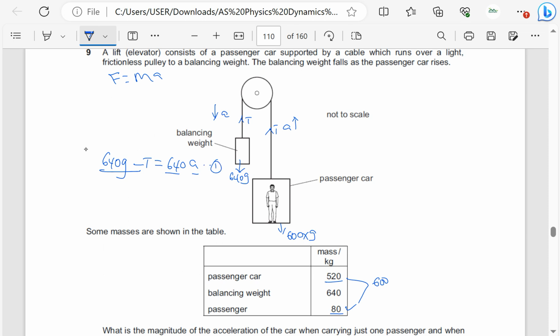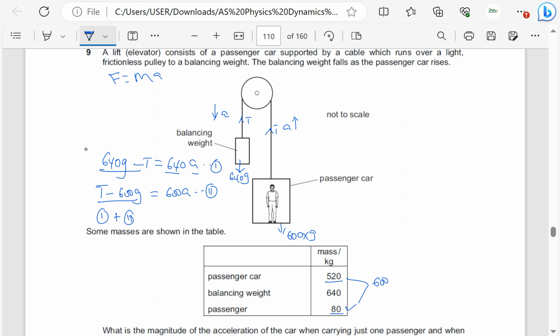On the right hand side, the tension is upwards. So the resultant force is going to be tension minus the weight downwards, which is 600 times g. So the resultant force is equal to the mass, which is 600 times acceleration a. When I say 600 g, it is 600 times acceleration due to gravity. So I'm going to add equation number 1 plus equation number 2.